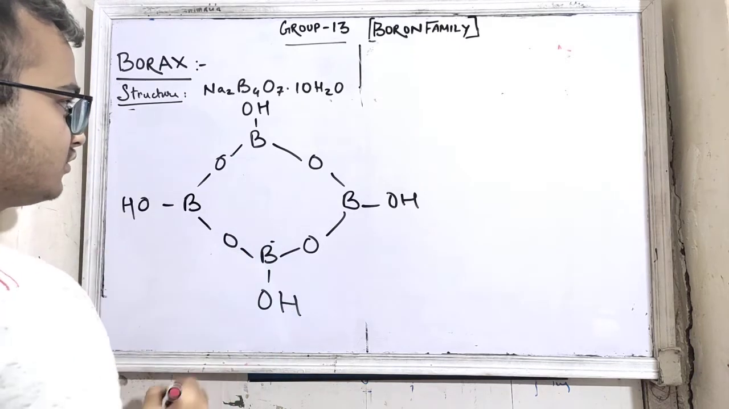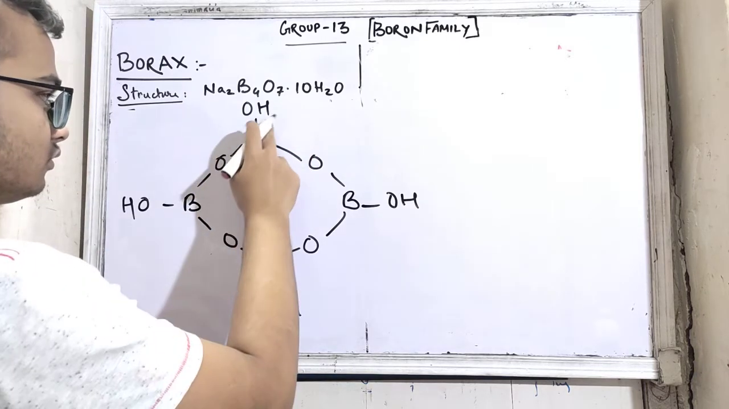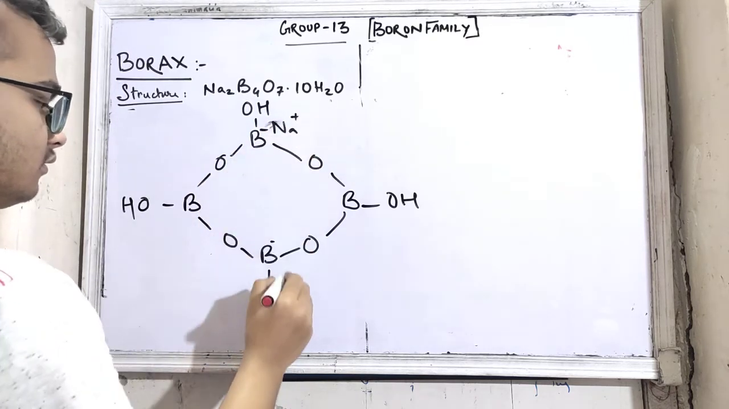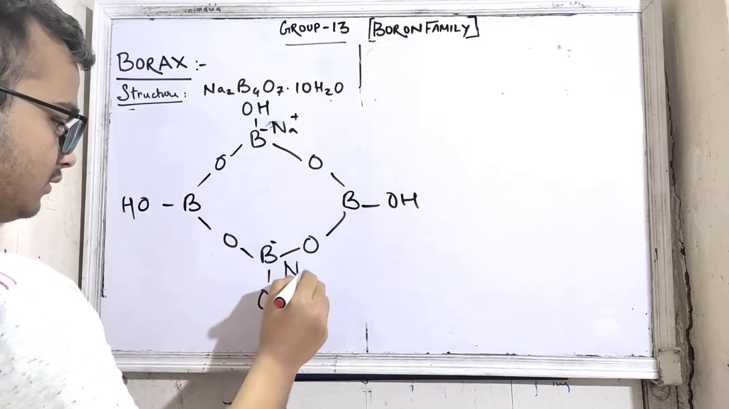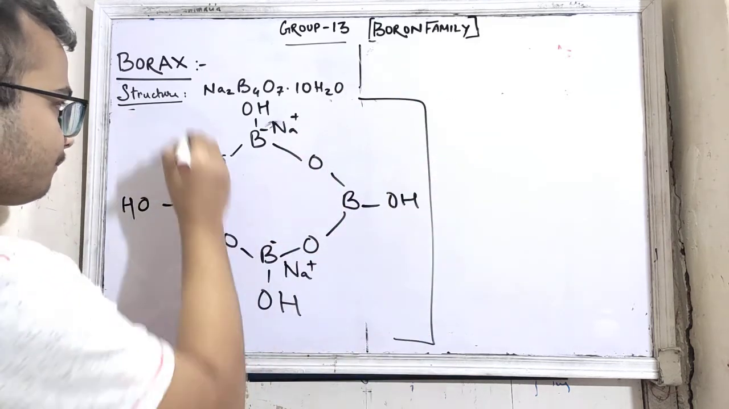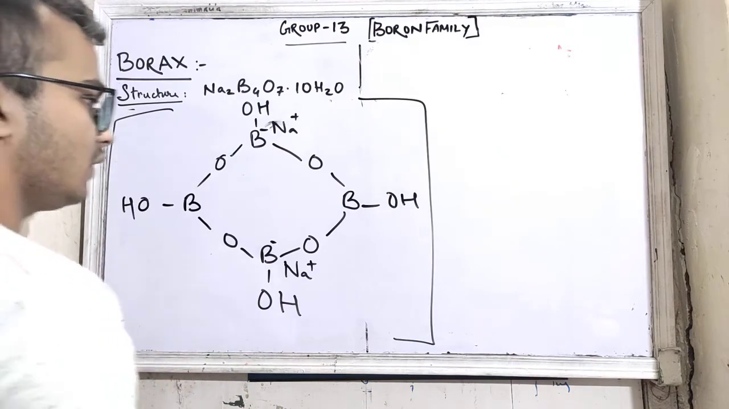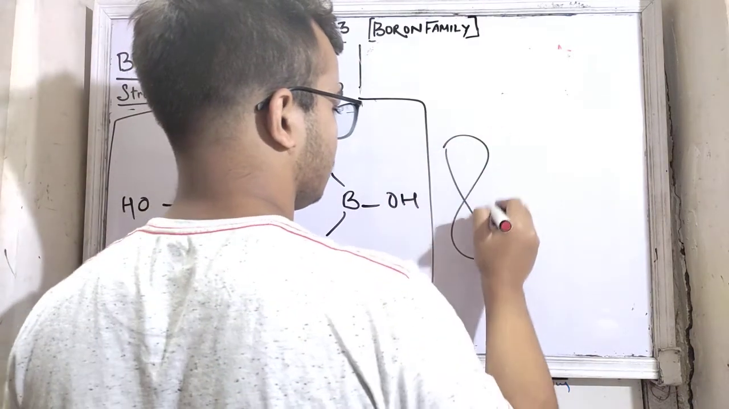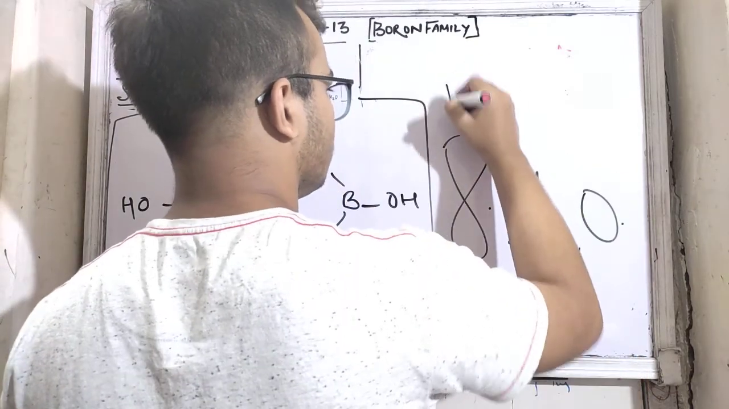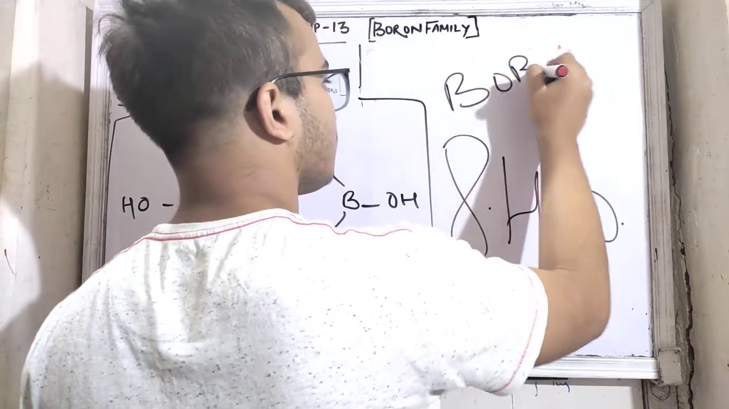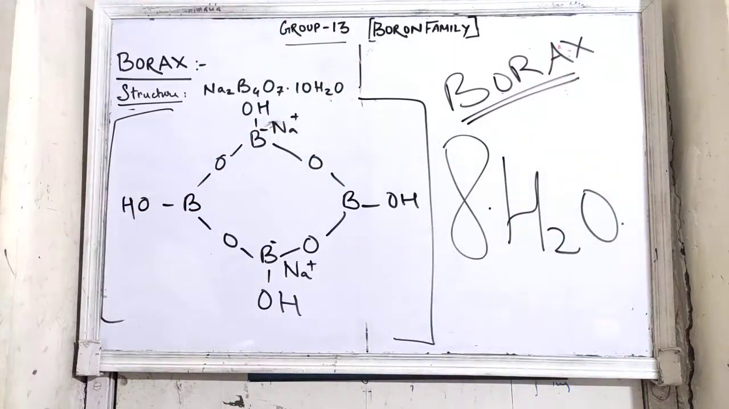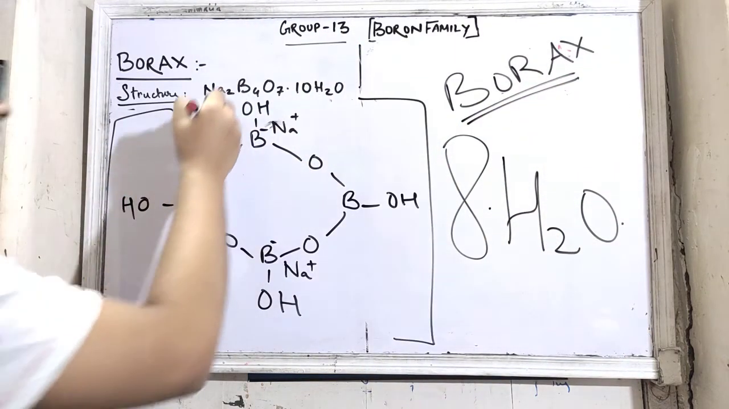Okay, a negative charge is supposed to be developed over here. So what I do is, with this negative I attach one sodium here, with this negative I attach one sodium here. Okay, now with the entire this thing, 8H2O. So this is the borax. Okay, note it down.